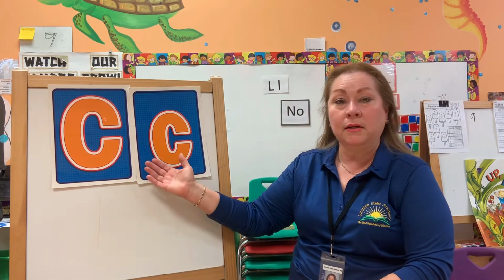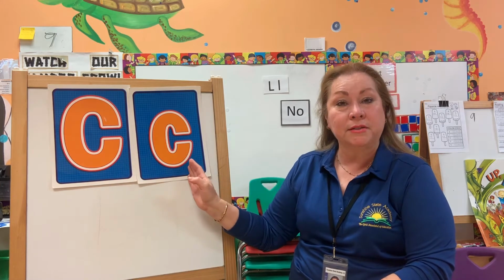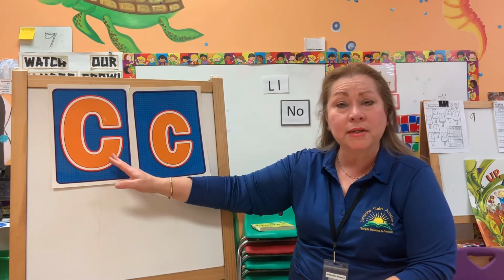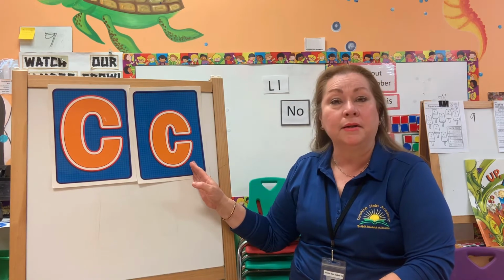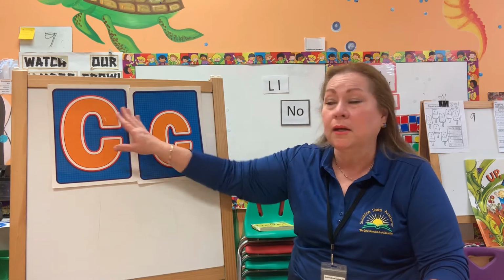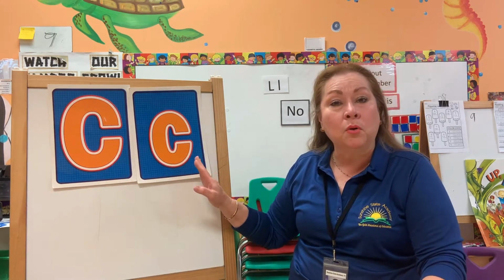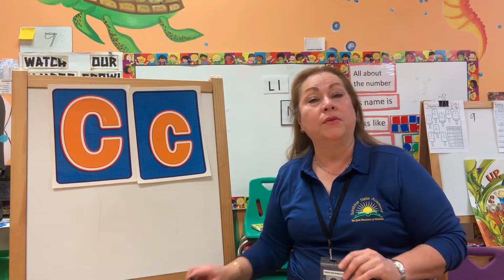Let's say hi, letter C. This one is a capital letter and this one is a lowercase letter. In two forms, it's the same. Look how they look. One is big and one is small, but both are the letter C. What is the sound of the letter C? The sound of the letter C is ka, ka, ka.